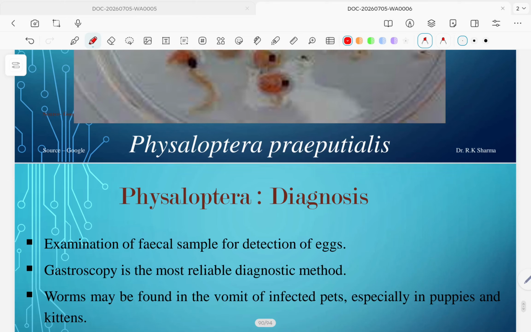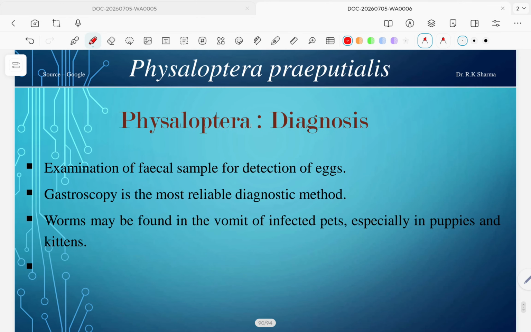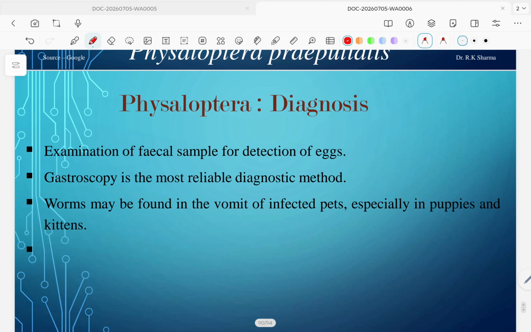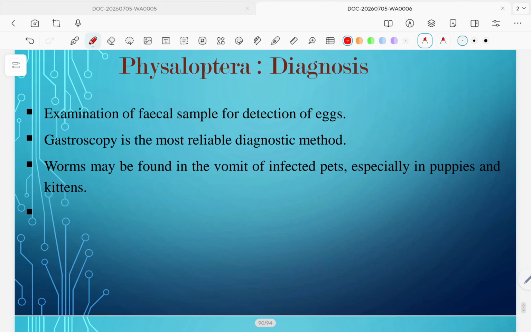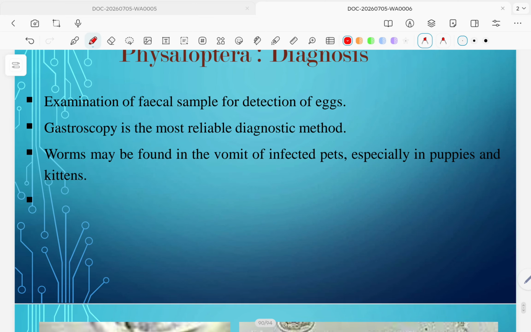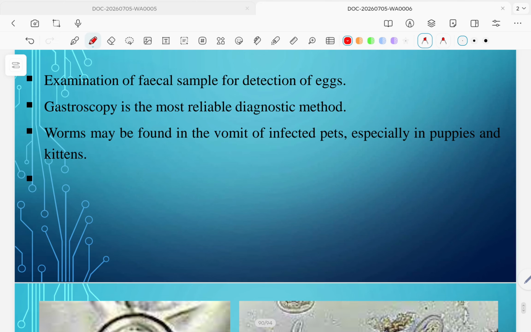Physaloptera diagnosis. Examination of fecal sample for detection of eggs. Gastroscopy is the most reliable diagnostic method. Worms may be found in the vomit of an infected pet, especially in puppies and kittens.